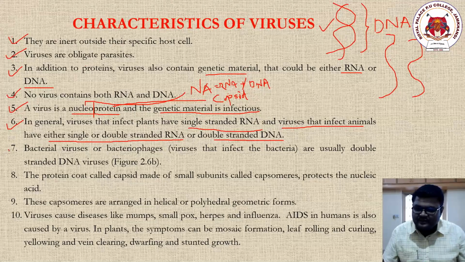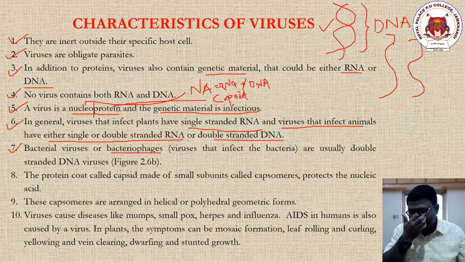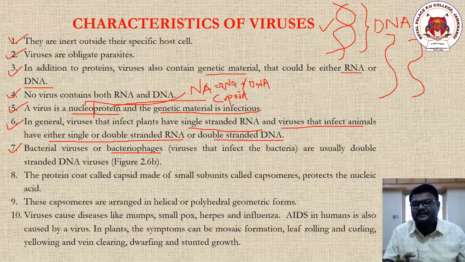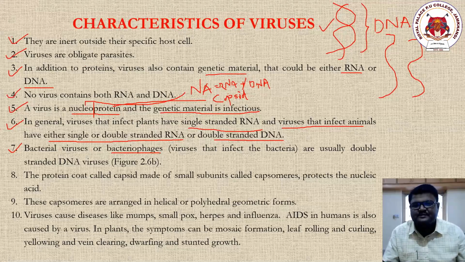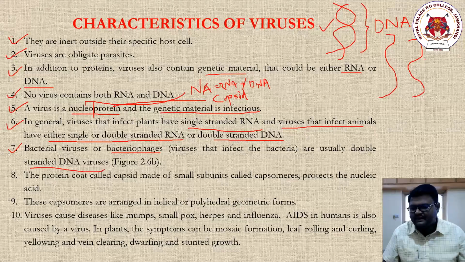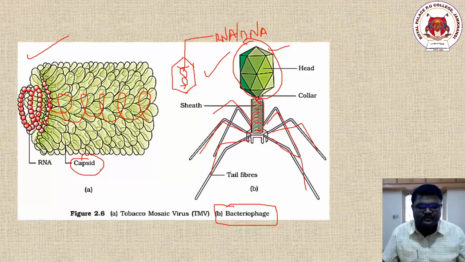Now, coming to the next thing, as the seventh point, bacterial viruses or bacteriophages. Underline this one, very important. What are bacteriophages? Bacteriophages are nothing but the organisms which kill the bacteria, and they are generally viruses. Phages means viruses that infect the bacteria, and are usually double-stranded DNA viruses. Underline it. The protein called the capsid is made up of small subunits called capsomeres and protects the nucleic acid. See, they are talking about this one.